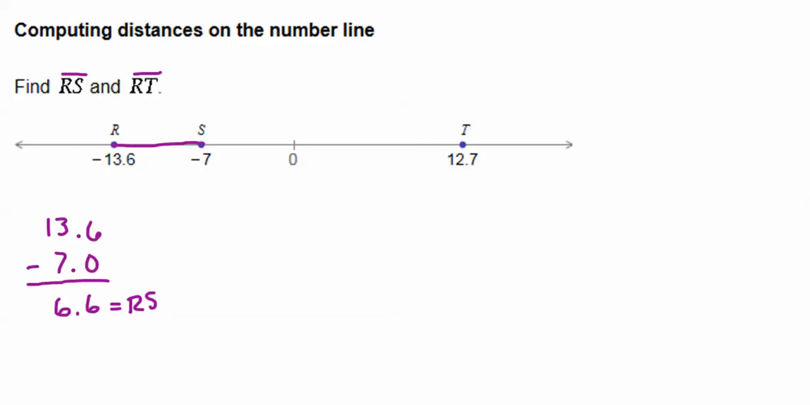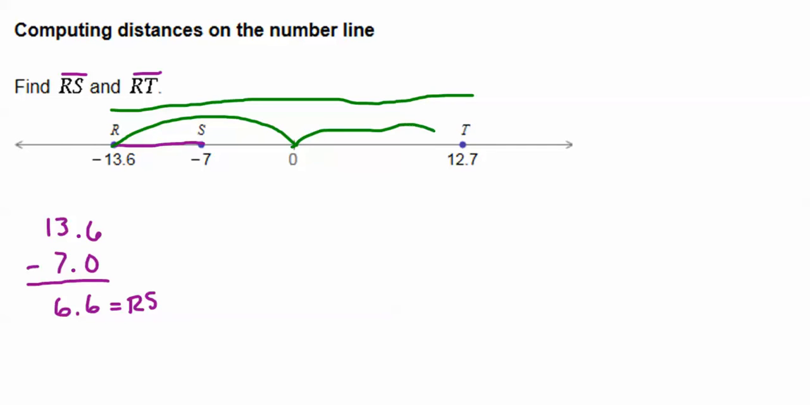Okay. Then we're going to find the distance between R and T. This is a much longer distance, obviously you can tell that. The distance between R and T. I think it helps the most to split this distance into two parts. We want to find the distance from R here all the way up to 0, that's one part, and then we want to find the second part from 0 to 12.7.